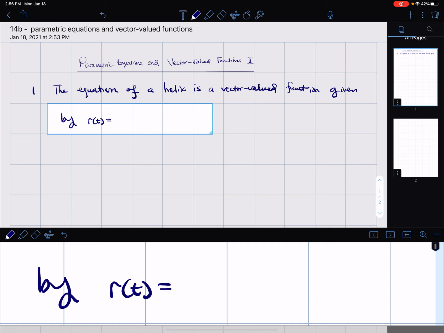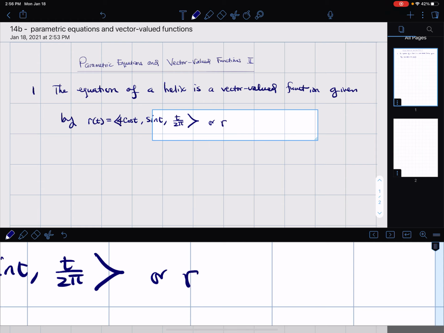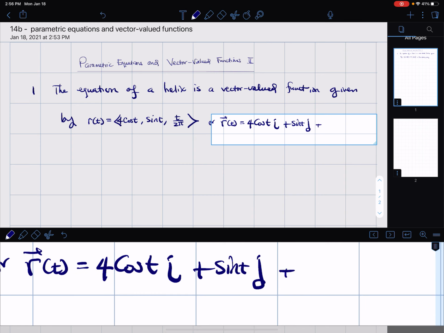Given by r of t is equal to 4 cosine t, sine t, and then t over 2 pi. Or you can actually write it this way, different ways it can come would be 4 cosine t i plus sine t j plus t over 2 pi k. Okay.